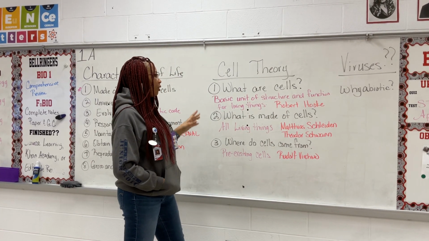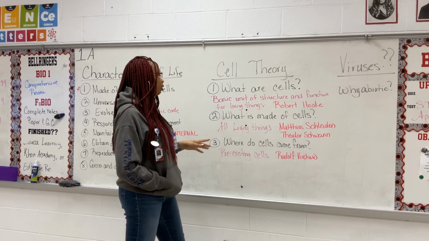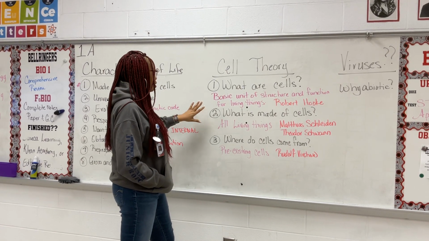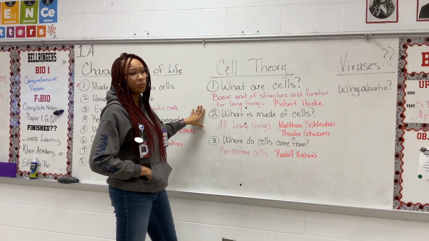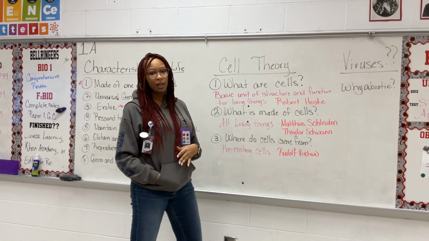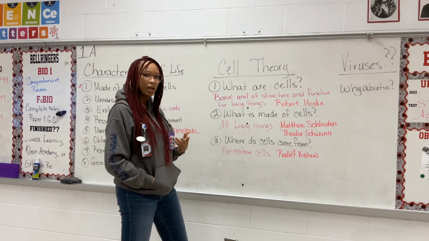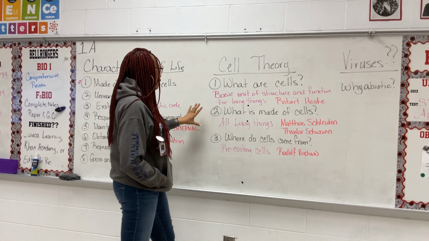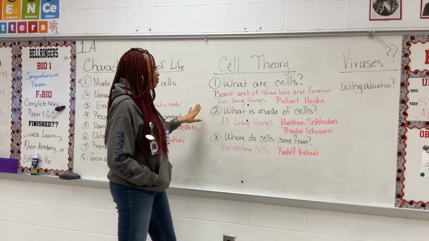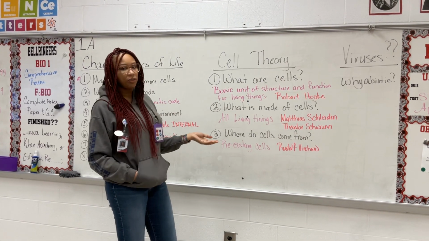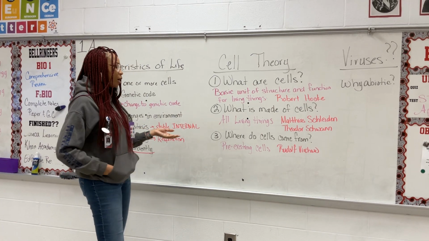Years later, other scientists began to do experiments as well, and Matthias Schleiden and Theodor Schwann gave us the answer to the second question, which is what is made of cells. We know that all living things are made up of one or more cells. Schleiden specifically was looking at plants, and Schwann, which sounds like swan, was looking at animals. Their combined work gave us the second tenet of the cell theory, that all living things are made up of cells.